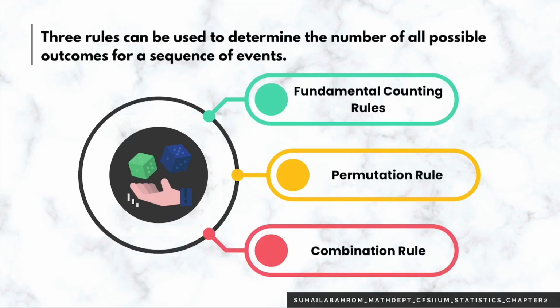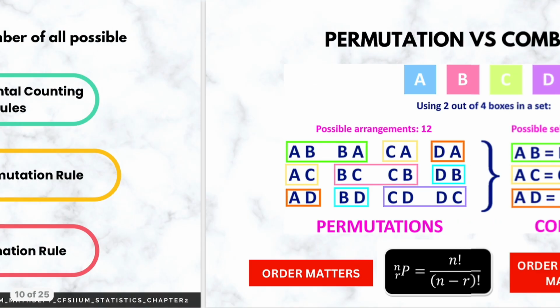Bismillahirrahmanirrahim. In this video, I'll proceed with the counting rules. Let's recall what we have learned in the previous video. There are three rules that can be used to determine the number of all possible outcomes for a sequence of events. We have discussed the first method, which is by using the fundamental counting rules. In this video, we will discuss permutation and combination.